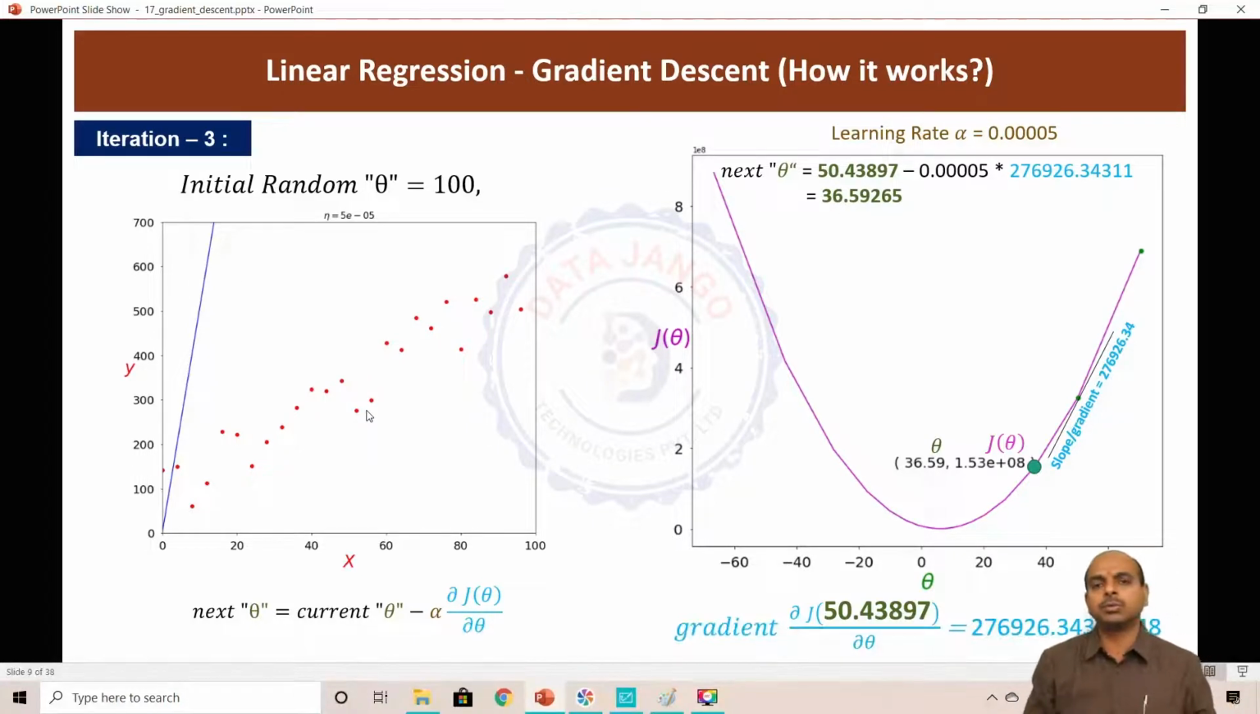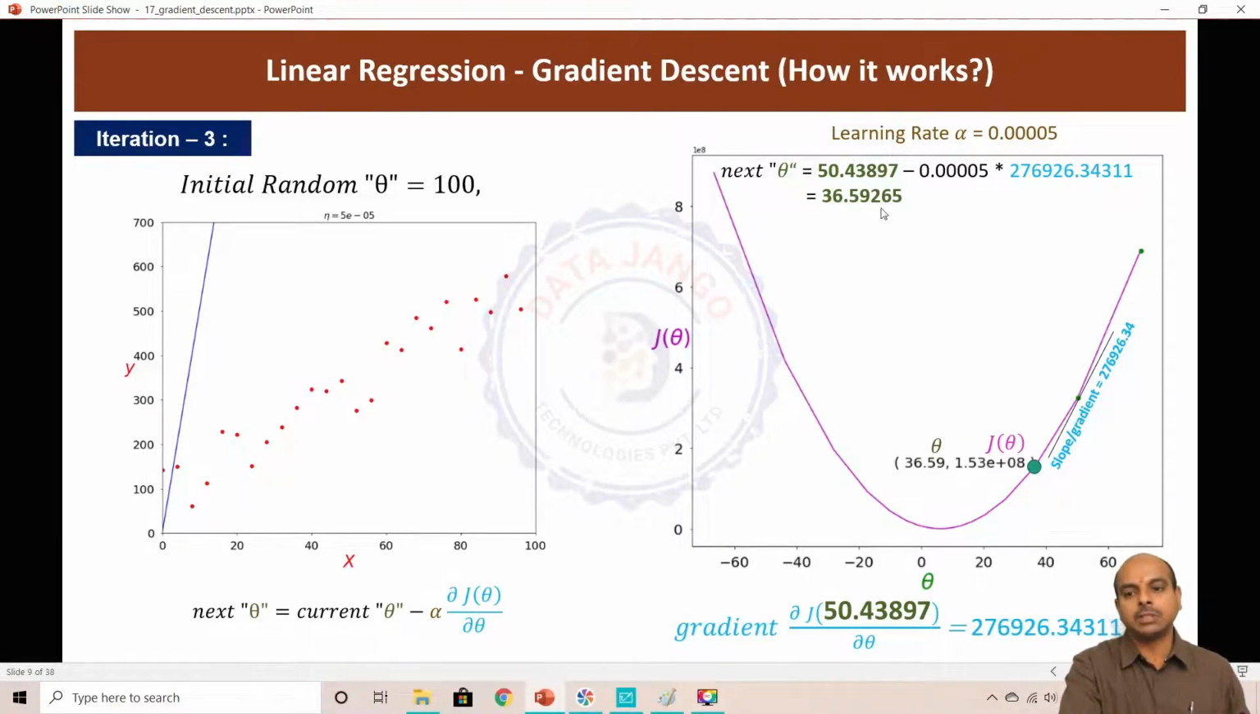How do you draw the line? You are going to substitute y is equal to 36.59261 into x. That's the equation. You are going to substitute all x's into that, and you take the dots and draw the line. Here also the error is going to be high because the fitted line is very far from the original data points.